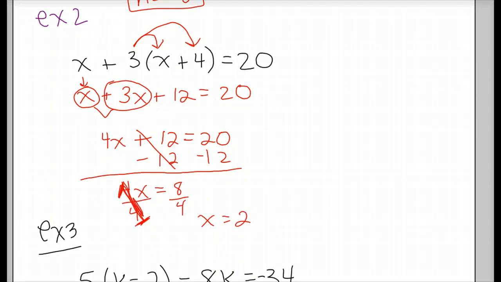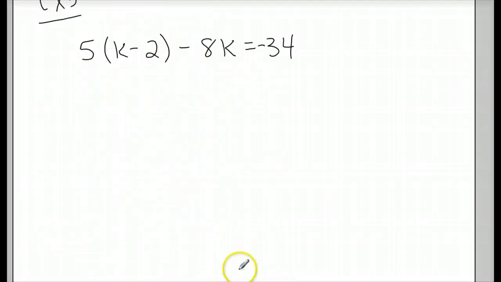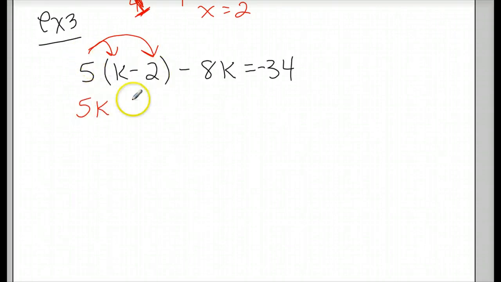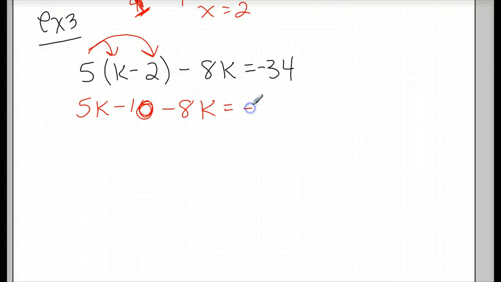All right, example number 3. We have 5 times k minus 2 minus 8k. So again, we're going to have to use distributive property over here and then combine like terms with this negative 8k. So first we distribute the 5 to the k and the negative 2, and we get 5k, and 5 times negative 2 is negative 10. That's a 0, not a 6. Minus 8k equals negative 34.